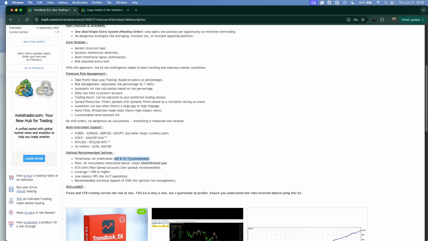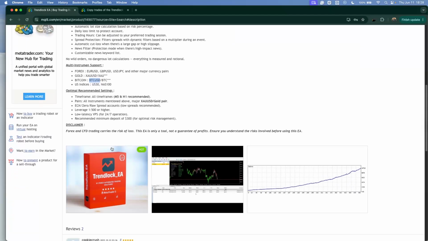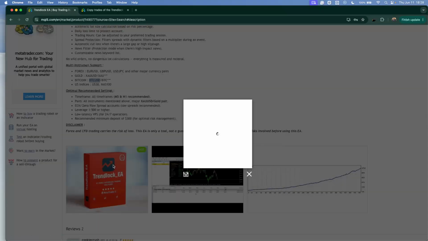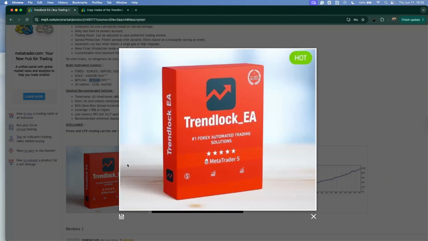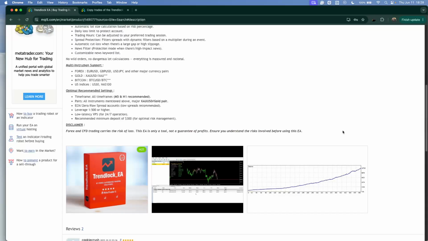Also, it's especially recommended for gold, but it also works on Euro USD, GBP USD, USD JPY, and other major currency pairs. It also works on BTC, basically volatile pairs, pairs that can catch significant moves in the market. Also, they recommend ECN accounts, low spread ECN accounts, and there is also the $300 minimum deposit, which is required to trade with this expert advisor.